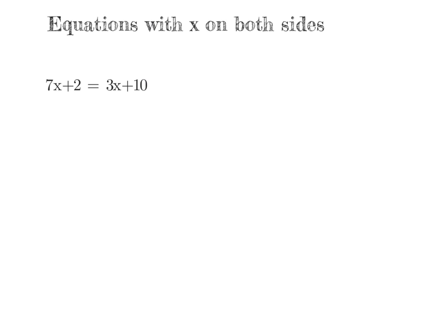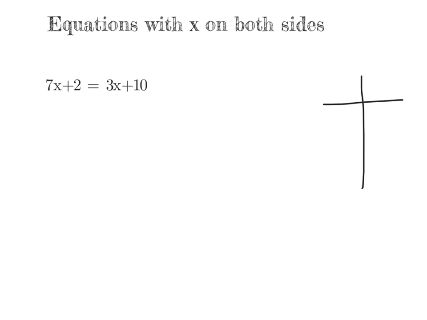Okay, equations with x on both sides. Now, that could obviously be any other letter, but generally we work with x. So we've got 7x plus 2 equals 3x plus 10. Now, we cannot write the building and solving steps with x in two spots because we don't know whether x is times by 7 first or times by 3 first.